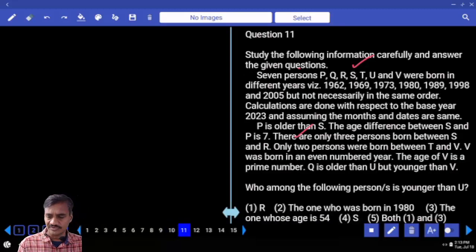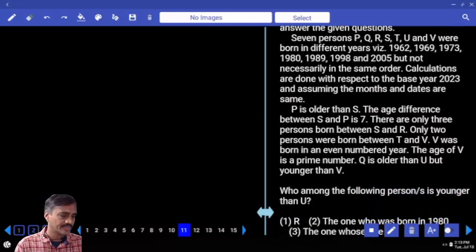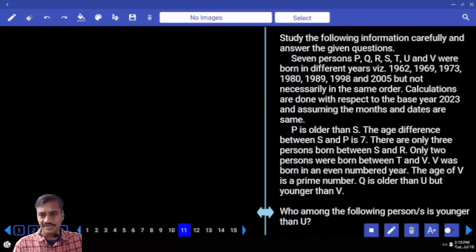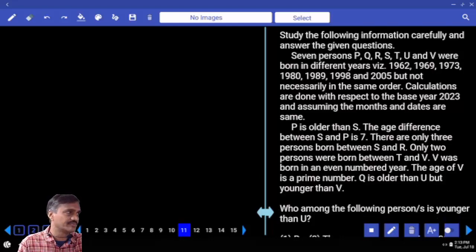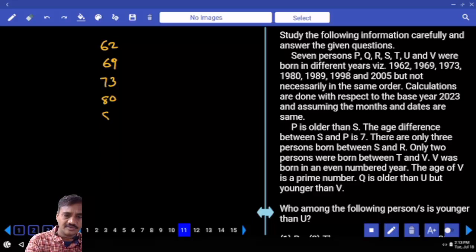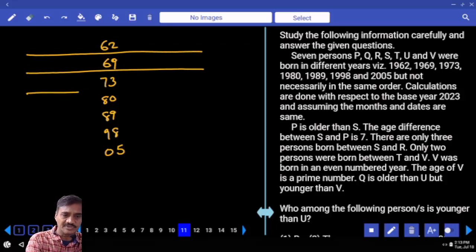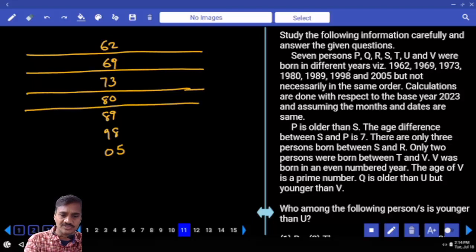Then next one, 11 onward. Now 11 to 15 are based on ages. Now 7 persons were there born in different years. Now tell me what are the years we have? 1962, 69, 62, 69, 73, 80 and next one 89, 98 and 2005. Now altogether these are 7 years and the base year. Now what is the base year we have? And 2023. The base year is 2023.